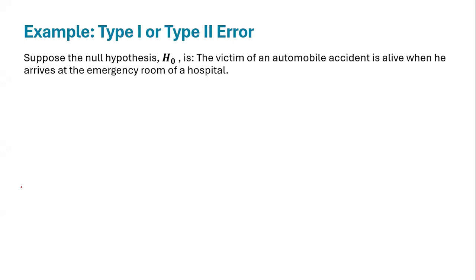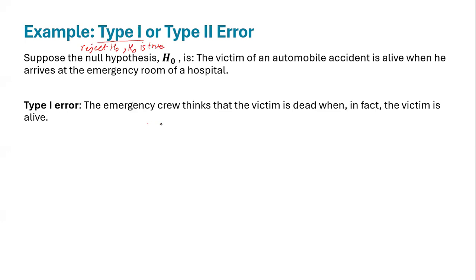Type 1 error means reject the null when null is true. Null is true means the victim is alive when he arrives to the emergency room, but we reject it. That means the hospital crew thinks that the victim is dead because they are rejecting the null. However, the victim is alive. So the emergency crew thinks that the victim is dead when, in fact, the victim is alive.